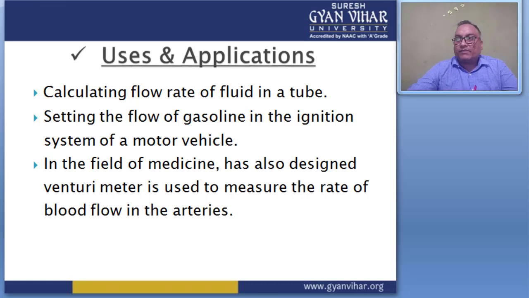And in the medical industry, we can use the venturimeter to measure the blood flow rate inside the arteries. So the venturimeter is a very powerful device for flow measuring techniques, and it is very helpful as a flow measurement device. Then move to the next slide.